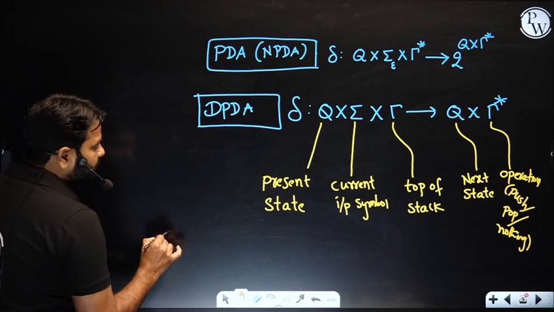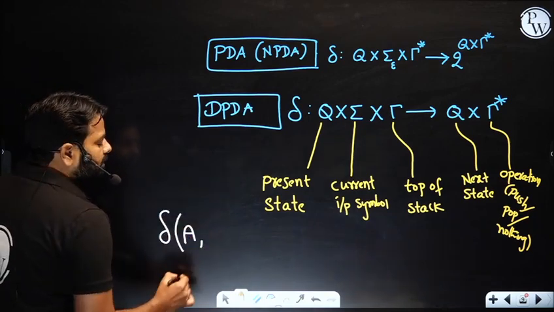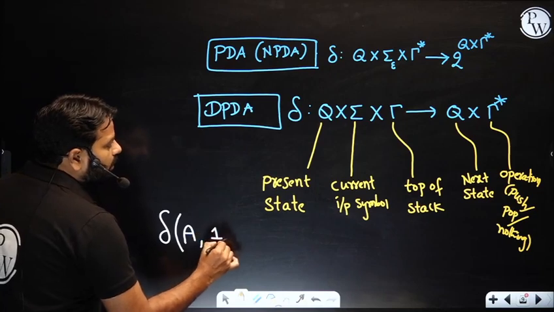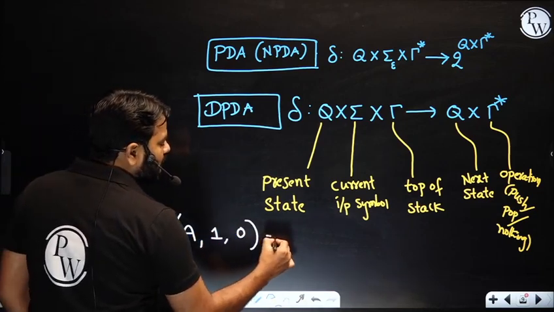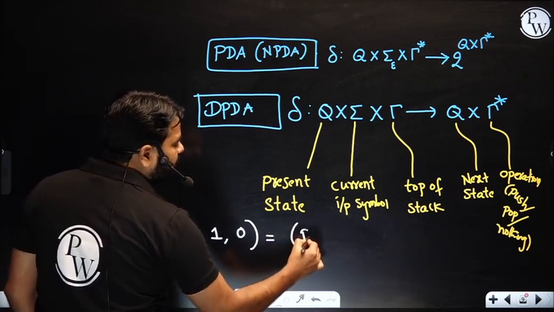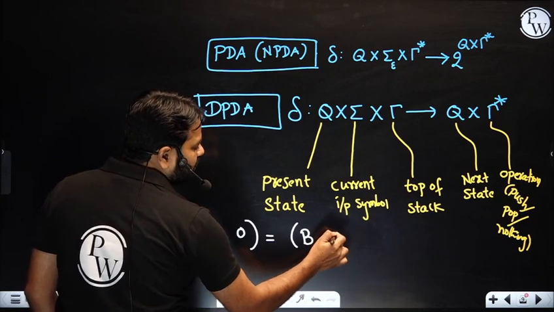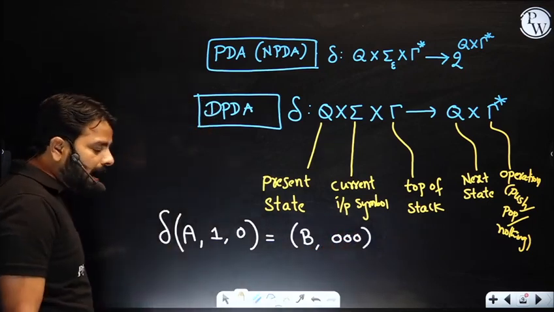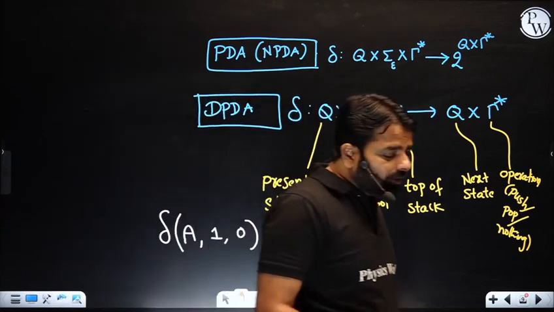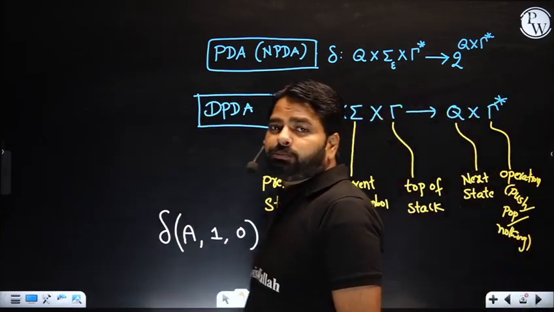Look at this. Suppose somebody has written, from capital A, by reading 1, by looking at the top of the stack 0, I want to go to B, and I just want to write 0, 0, 0. What really happened here, correct? So when you look at this, you must learn each and every parameter to understand what a pushdown automata is.